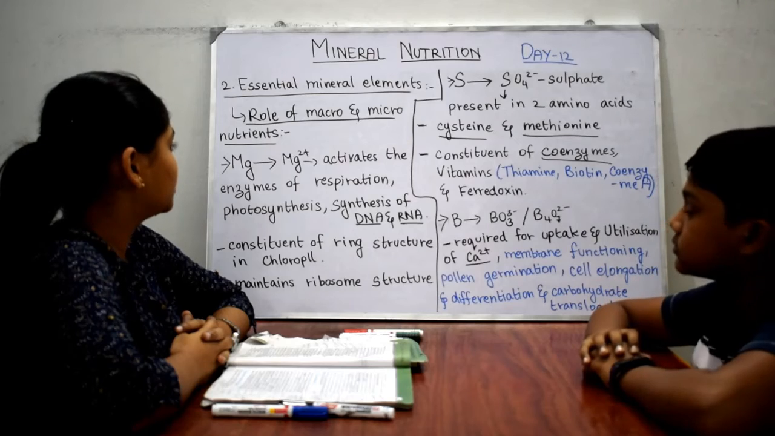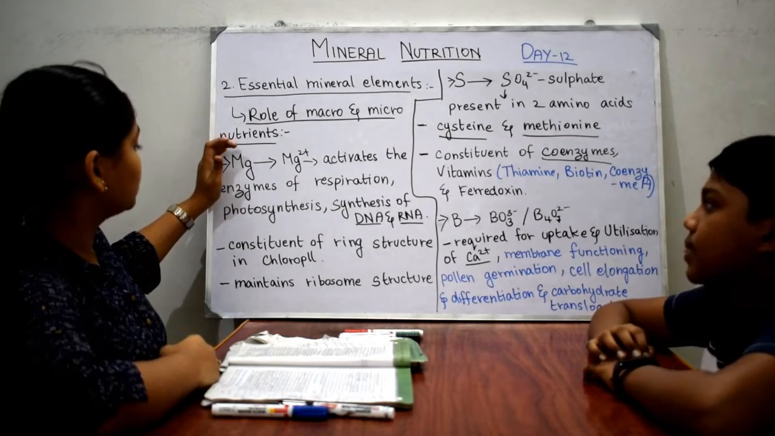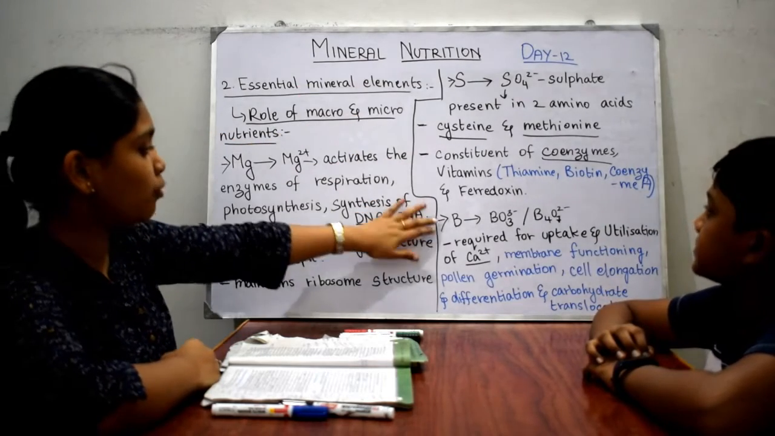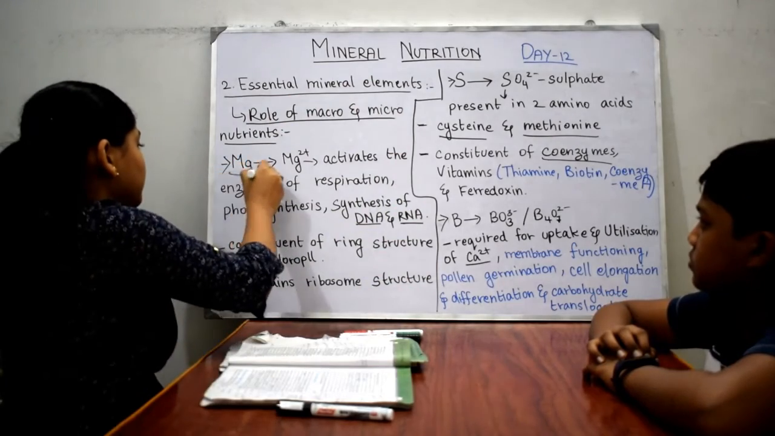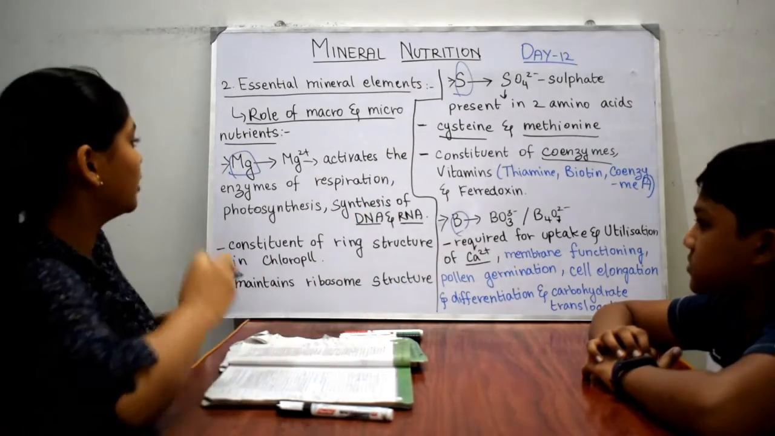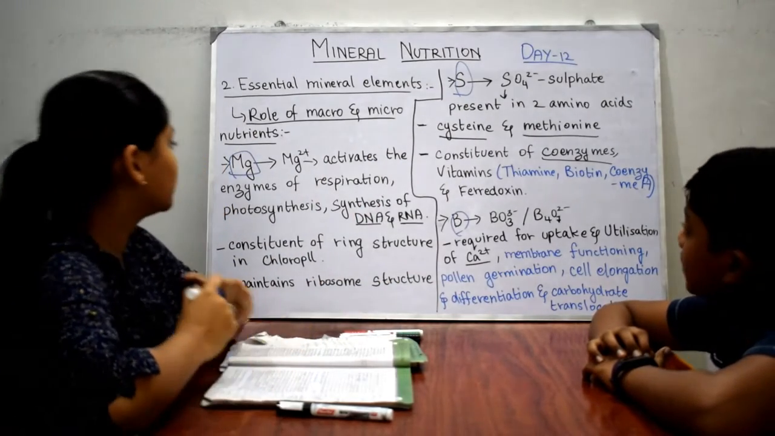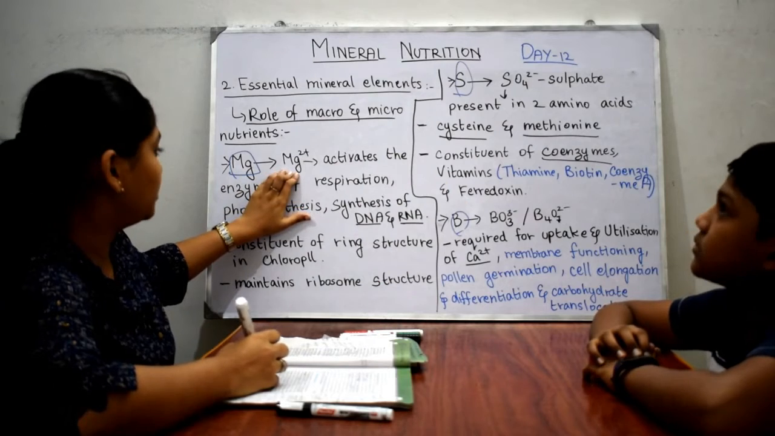Now we are going to discuss the roles of other elements. Here we are going to discuss magnesium, sulfur and boron. Magnesium is absorbed by plants in the form of Mg2+.